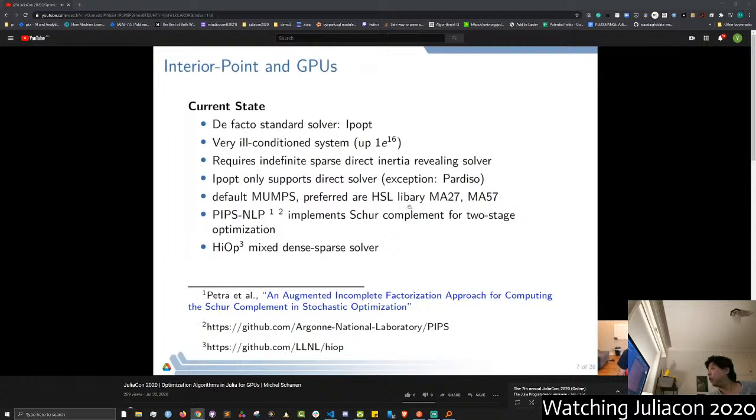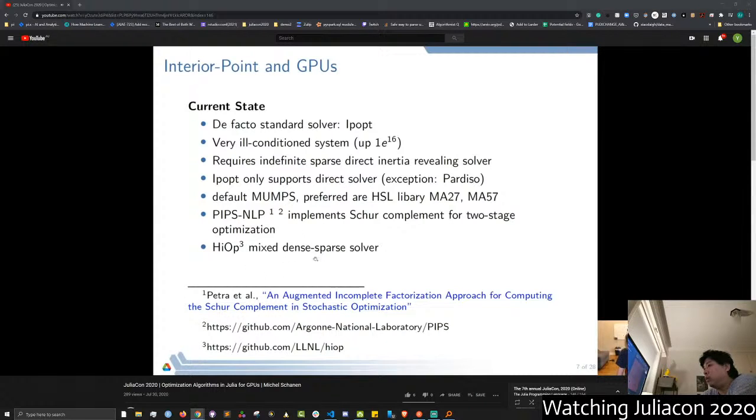We use the HSL library with their solvers MA27 and MA57, and these tend to be best if you have, as I said, hard problems. There are two parallel solvers, PIPS-NLP and HiOp, so they are distributed parallel. That's how we wanted to scale up. PIPS-NLP was what I presented last year, using the Schur complement to parallelize in a distributed way. It was developed at Argonne by Cosmin Petra, and now in our project we are developing the HiOp solver, which is a mixed dense-sparse solver.